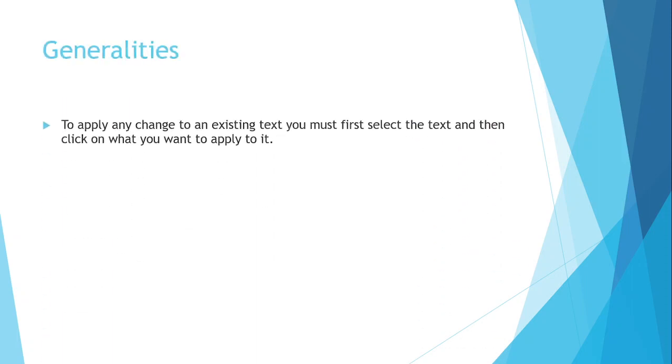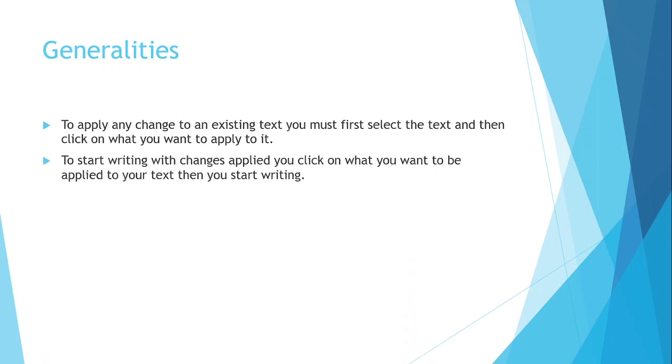Okay. To apply any changes to an existing text, you must first select the text and then click on what you want to apply to it. Okay, simple enough. To start writing with changes applied, you click on what you want to be applied to your text, and then you start writing.